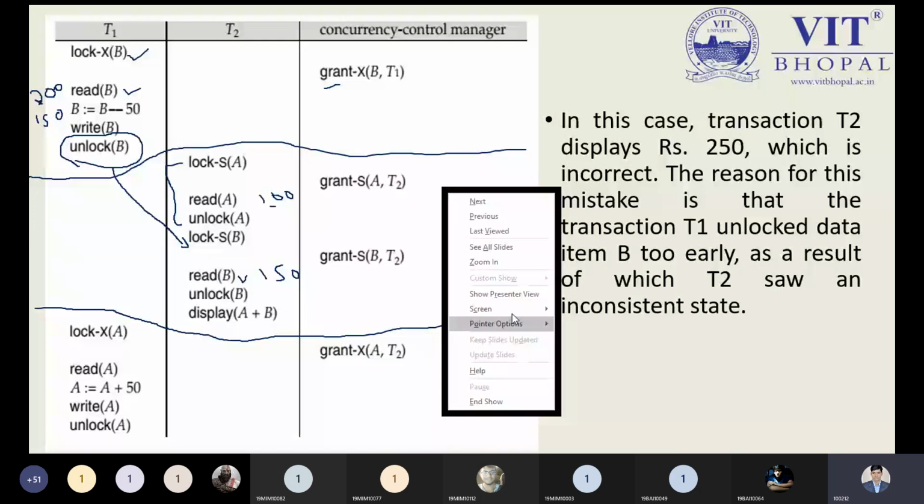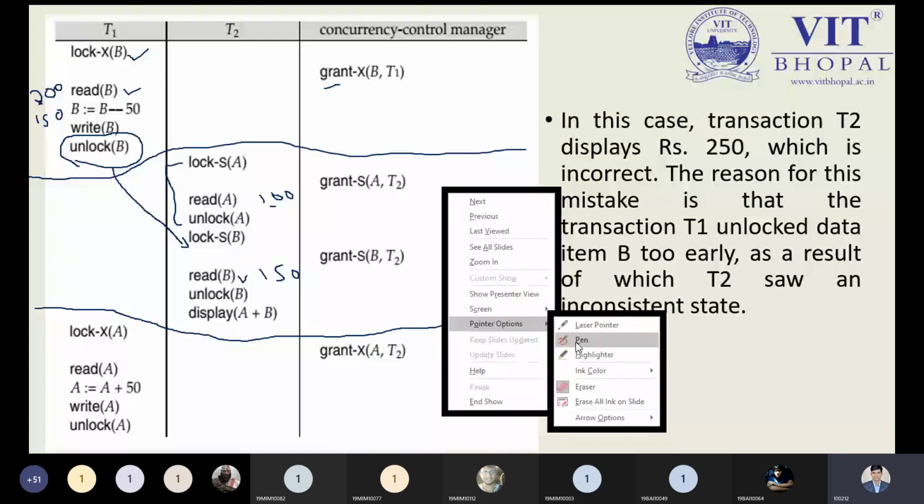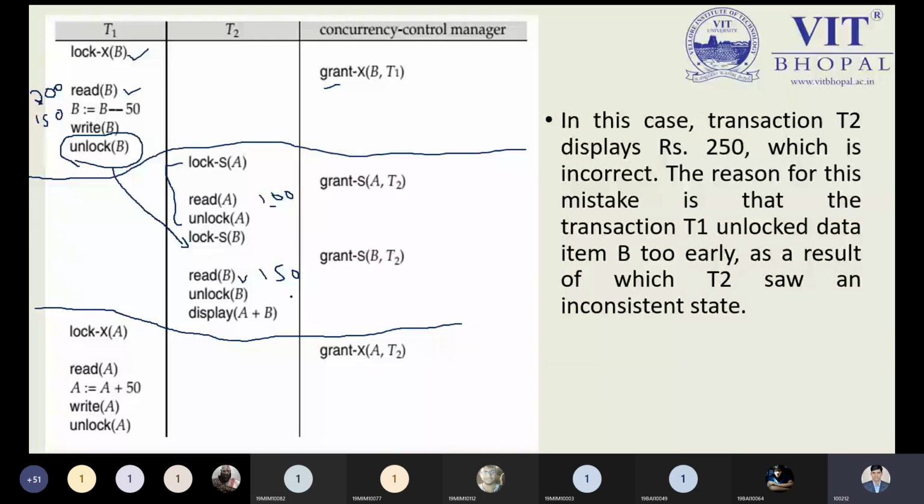Yes, so in the transaction T2 we are reading, and we are getting the granted, and we are unlocking, and it will display the 150 plus 100 plus 100 plus 150. So what would be the output? 250. So we are getting the incorrect answer, but it should be 300, because A's balance is 100 and B's balance is 150.